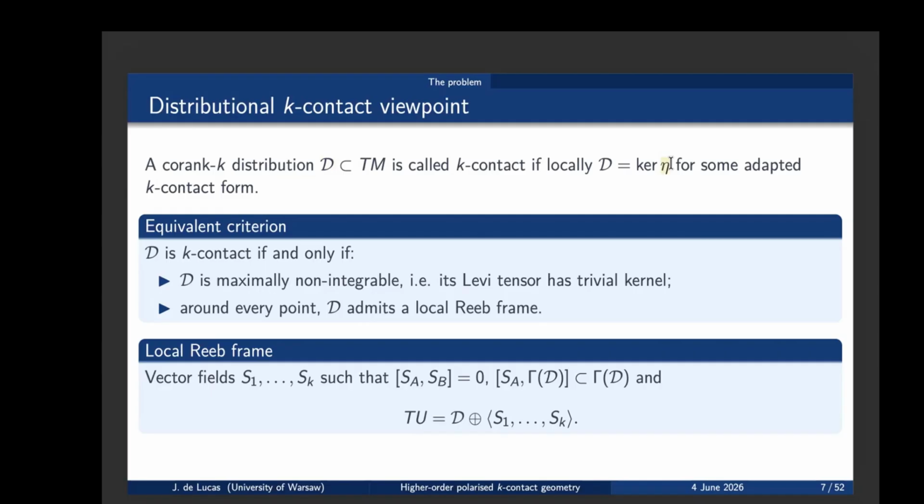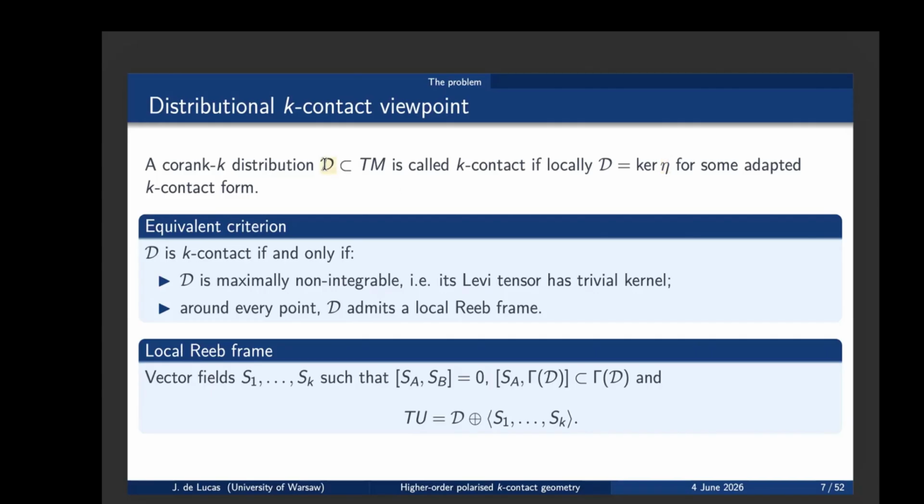The thing is, for the same distribution, for the same D, this eta is not uniquely defined. There are different etas that can recover the same D. And if you have some differential one-form, R^k-valued, whose kernel is D, it turns out that they don't need to be k-contact forms. This is one of the things. But k-contact forms, or k-contact structures, which is analogous, are very interesting because they allow us to describe the k-contact distribution in a very nice manner.